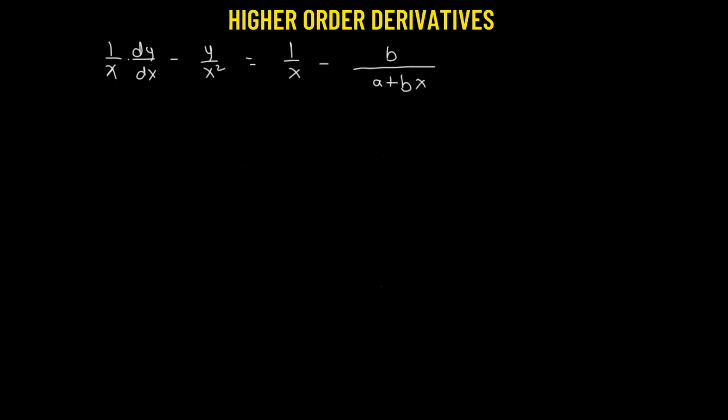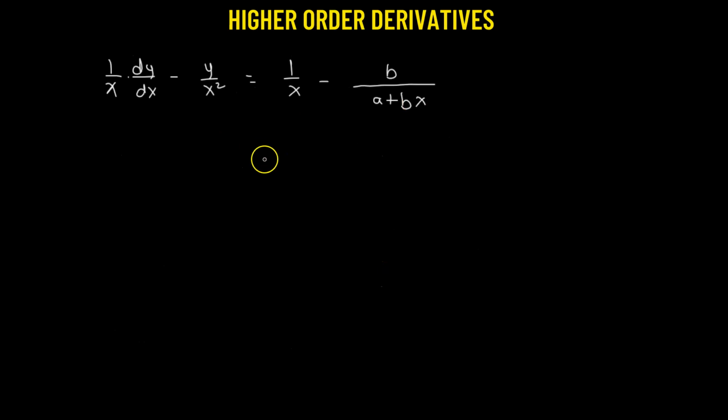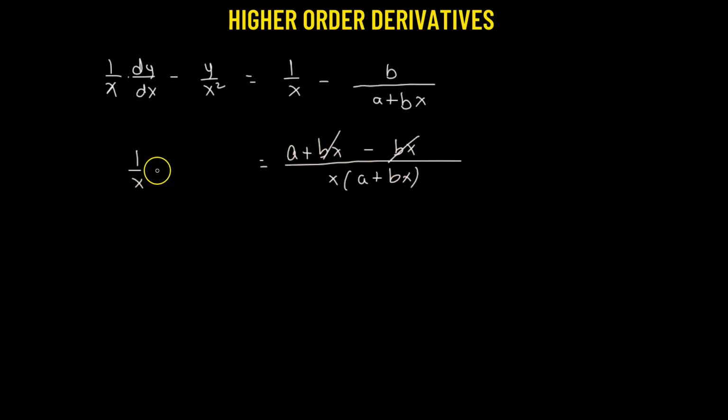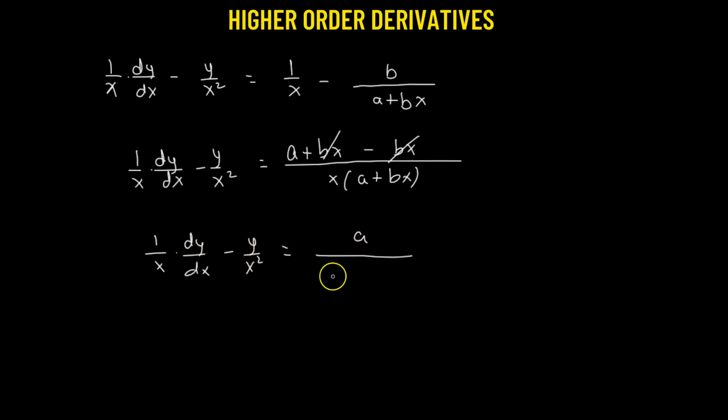Further simplifying, we'll combine the two terms on the right hand side. That will equal, we have x multiplied by a plus bx in the denominator, and in the numerator we have a plus bx minus bx. So bx and negative bx will cancel out, and here we have 1 over x times dy over dx minus y over x squared. Right. That gives us 1 over x times dy over dx minus y over x squared equals a divided by x times a plus bx.